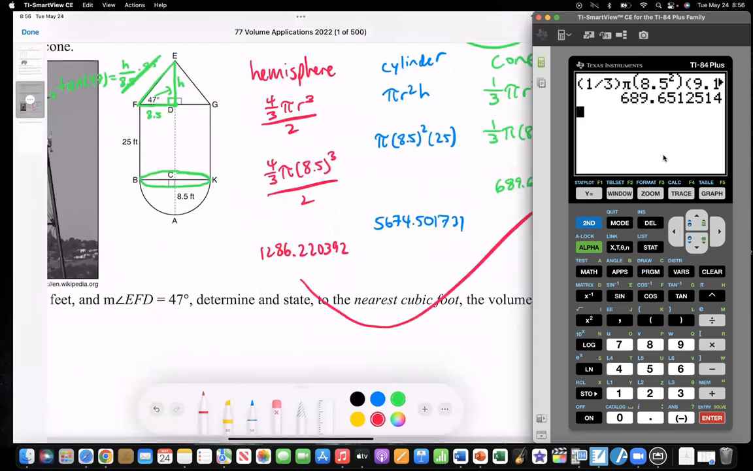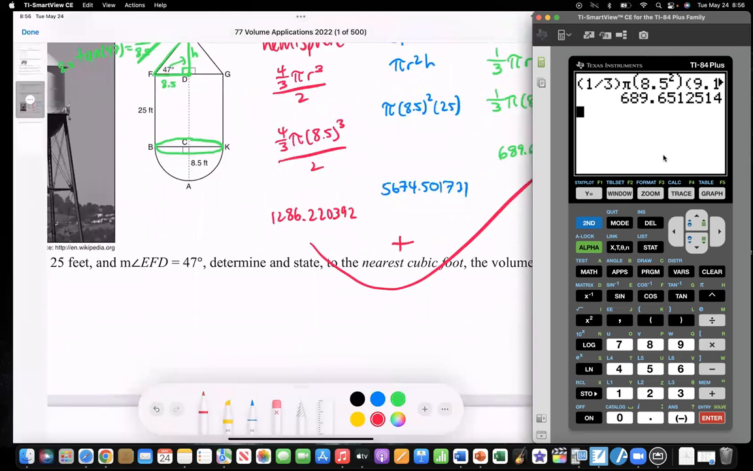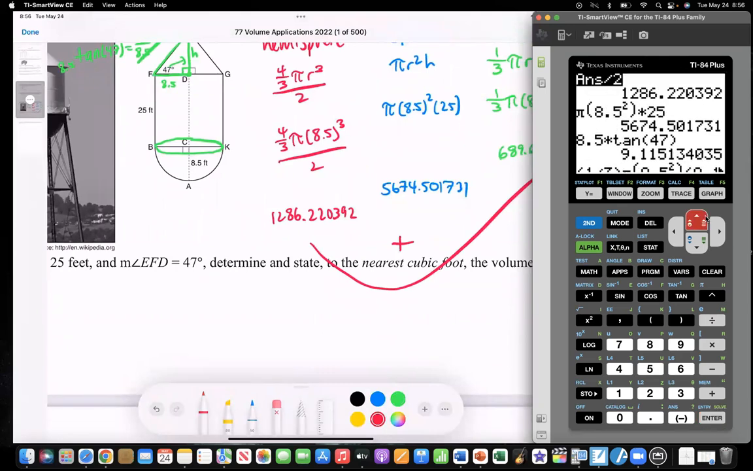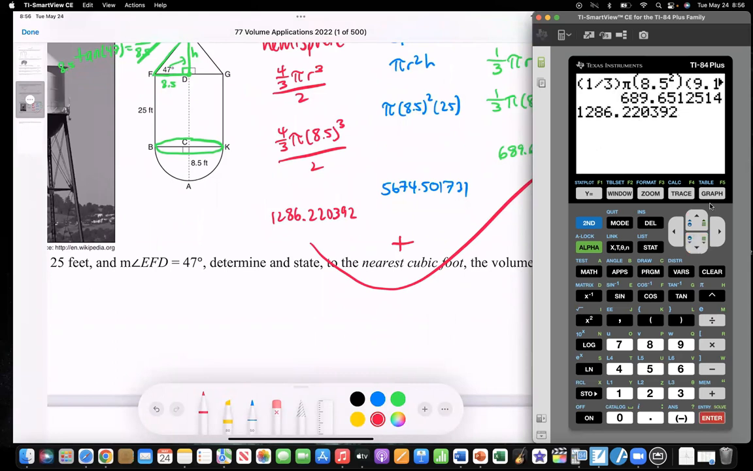If I want to find the entire volume, now I can simply add these three together. We found each of those three shapes. So I'm just going to plus them all together, which is easy because I had them all saved. Let me grab this 1286 here, enter to copy and paste it. Then let me do plus. Let me grab that 5674 right there. Enter again, plus, and then I'll grab the 689 here, plus there. Okay, so here's my final answer.